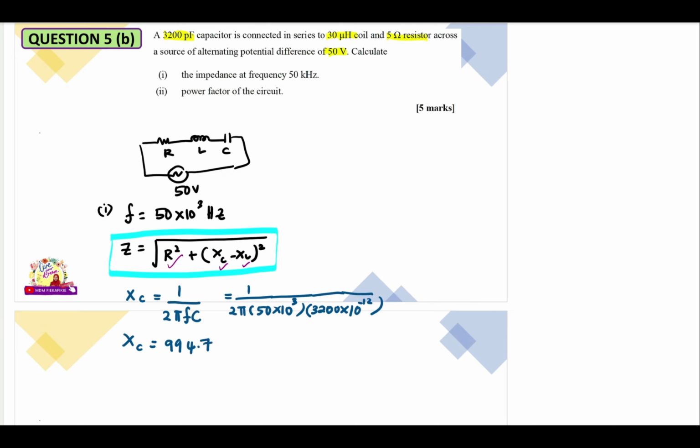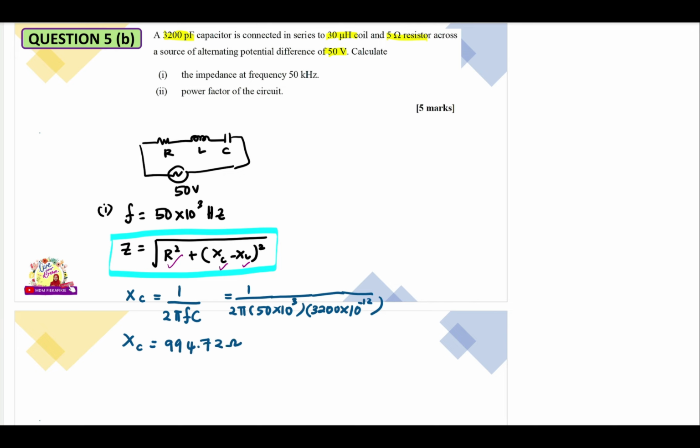Okay, so now we already have R. But XL and XC we need to find. So, let's find them first. XC is equal to, the formula is given, use it well. 1 over 2 pi FC. So you substitute into the equation. F was given earlier, 50 kilo, and C, the capacitance. Read carefully, the capacitance is 3,200 pico. So, it should be times 10 power of negative 12. So XC you will get 994.72. This is what I calculated.